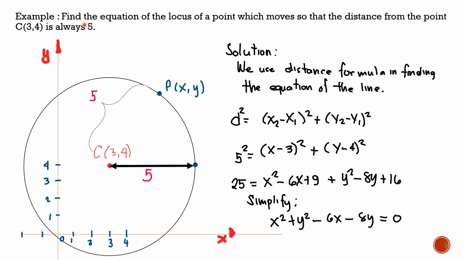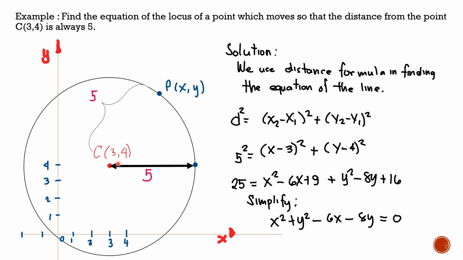We have an example. Find the equation of the locus of a point which moves so that the distance from the point (3, 4) is always 5. So, this is the center at 3 and 4. I already pre-drawn this one. And the radius is 5. Okay. So we are asked to find the equation of this locus, the locus of these points here. So suppose that this is point P, (x, y).